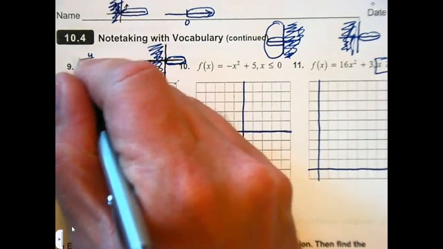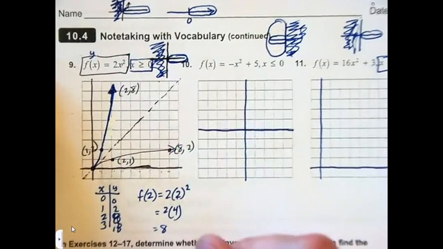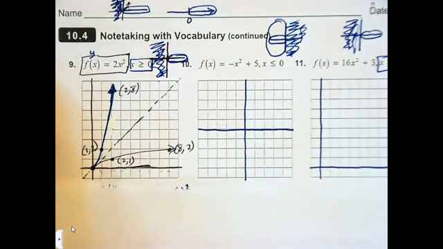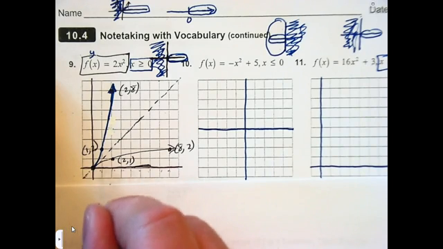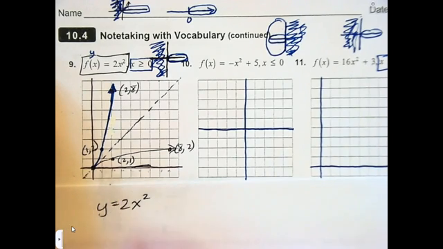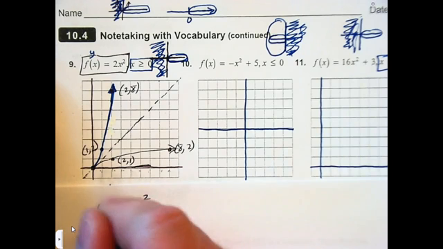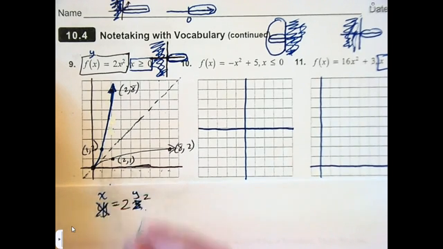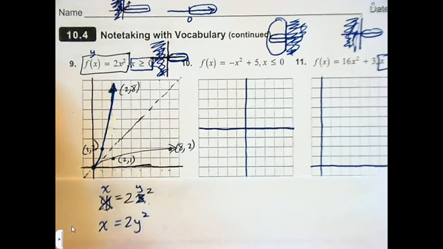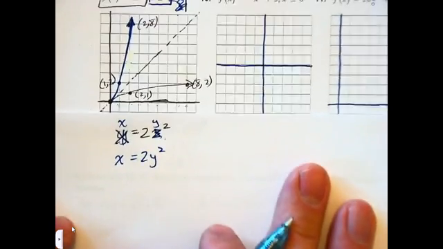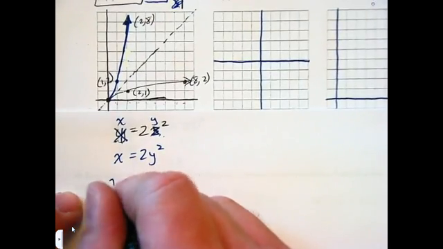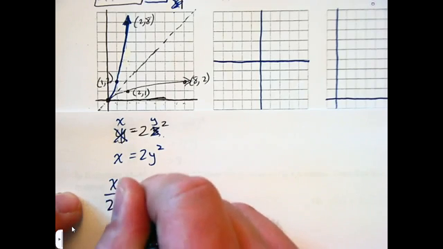Okay, so if I find the inverse of this function, meaning I take that function, y equals 2x squared, and I switch the two values, x and y, I call this one x, and I call this one y. So I write it as x equals 2y squared, and solve for y. So what's the first thing I'd have to do to solve that for y? Divide by 2. So we'd have x over 2 equals y squared.